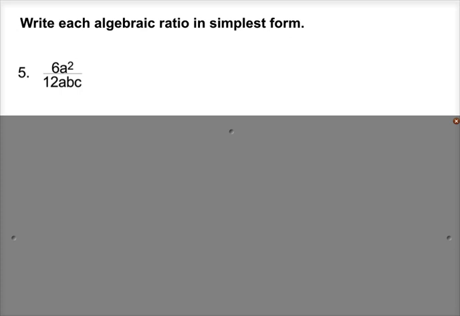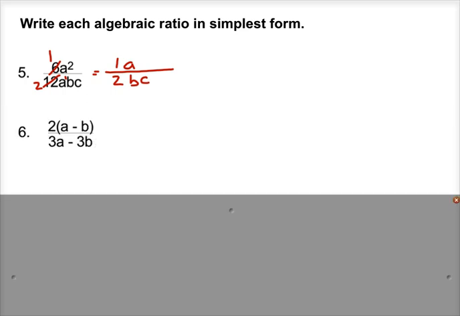Write each algebraic ratio in simplest form. All we're going to be doing is reducing and remembering that the rule for exponents is when it's a division problem, you subtract them. I start just by reducing 6/12. I know 6 goes into 6 once and 6 goes into 12 twice. The a squared and the a, if I'm subtracting exponents, the bottom is an a to the first. 2 minus 1 is 1. Bigger exponent in the numerator, so I'm going to get an a to the first in the numerator. The b doesn't reduce with anything in the denominator, so there's no change. The c doesn't reduce with anything, so no change there as well.